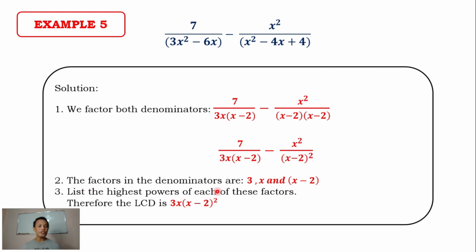So the factors in the denominator are 3, we have here the 3 and this one. Then another is x, we have here the x, and the other factor is x minus 2. We have here x minus 2 and x minus 2. So we list the highest powers of each of these factors. Therefore, we list down 3 and x. Now the highest power of x minus 2 is 2. That's why we have here x minus 2 quantity squared.